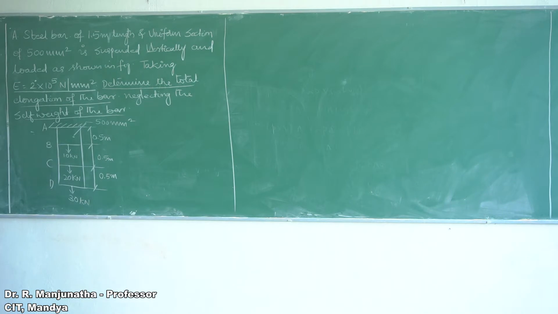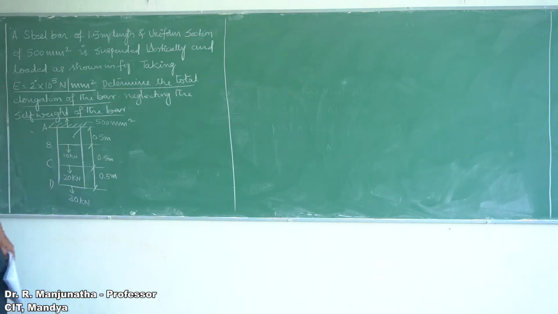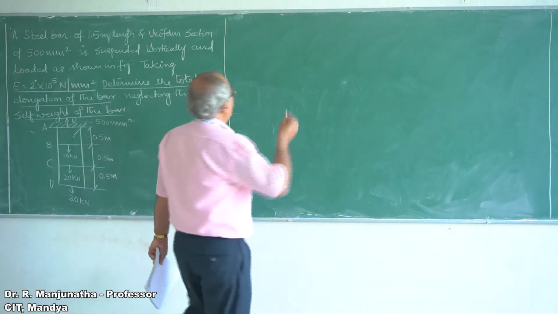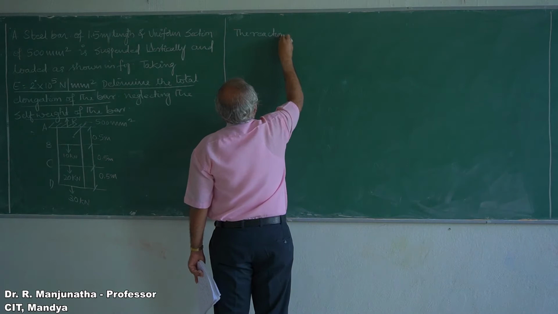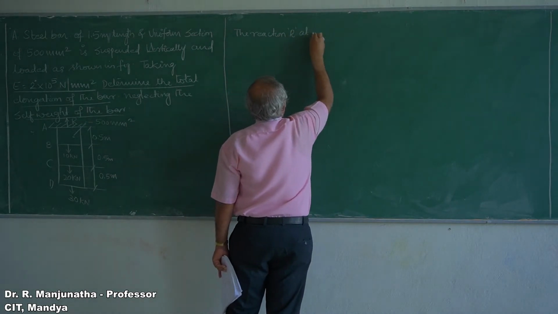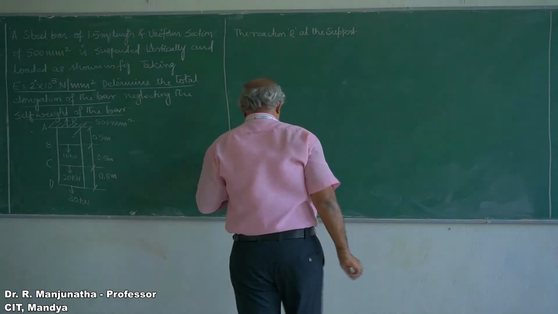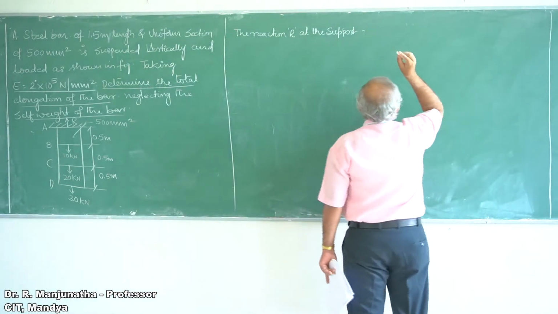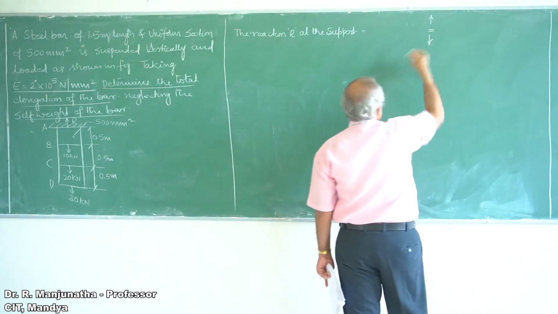So now, first we need to find out what is going to be the support reaction. That means we have the reaction which is acting upwards here. We are going to find out this value, which is the support reaction R. So the reaction R at the support is equal to, so here we are going to take the sum of the forces acting in the upward direction is equal to the sum of the forces acting in the downward direction.